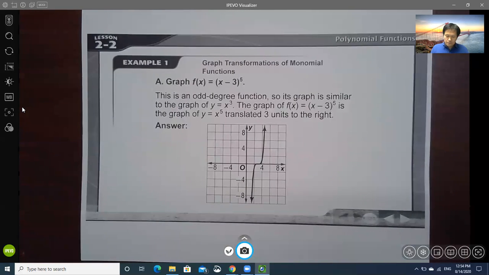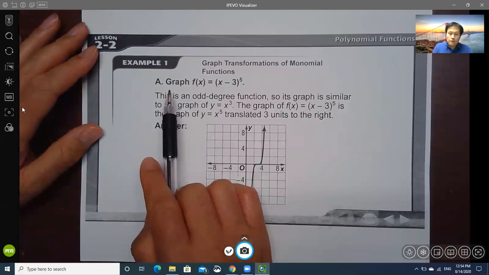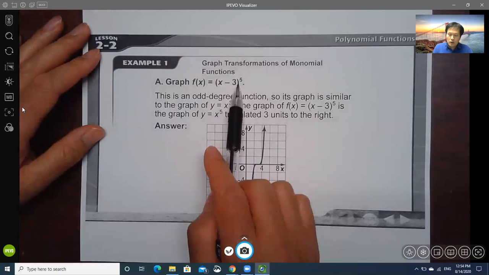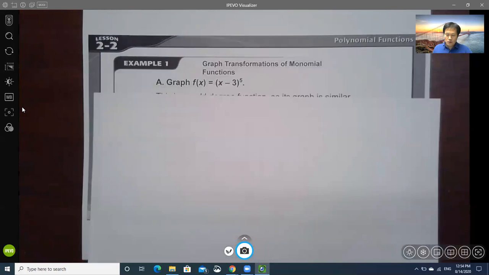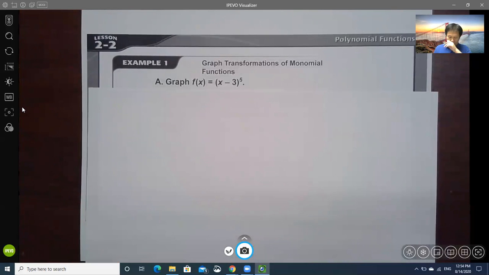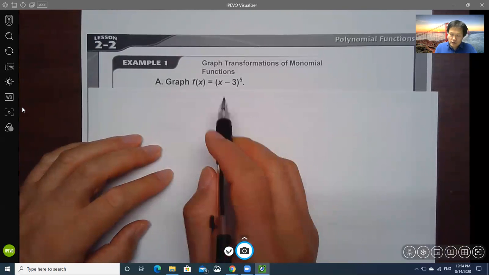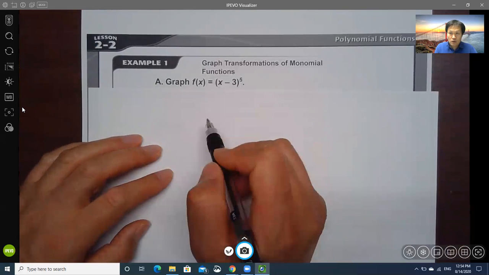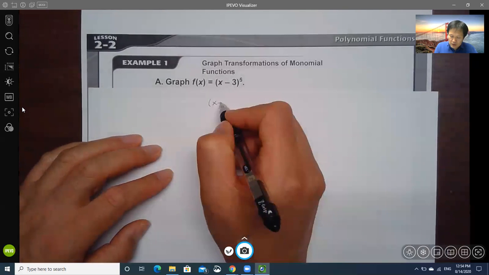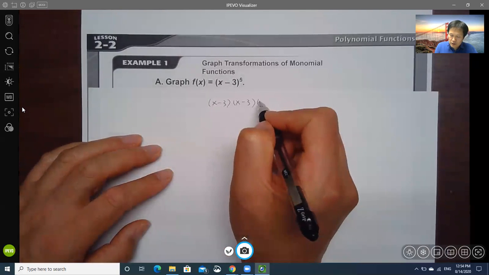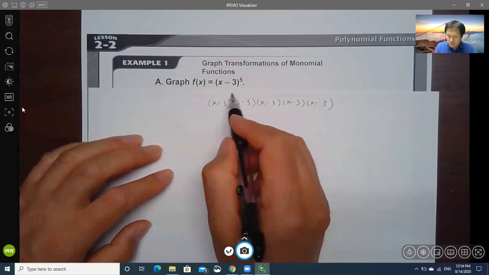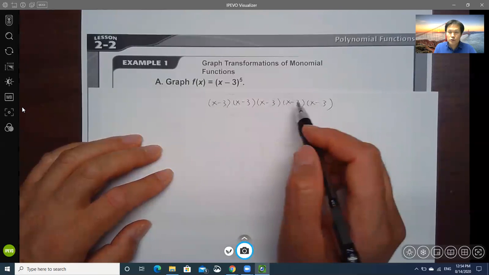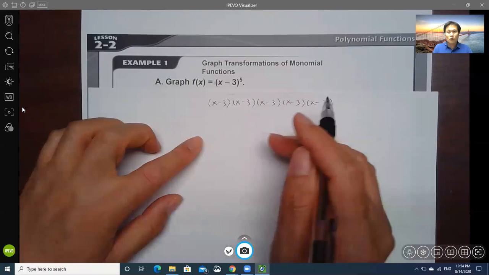Okay, so example 1. Graph f of x equal to x minus 3 to the 5th power. So here's what you can do. If you look at this, x has a 5th power. Of course, this is x minus 3, x minus 3, x minus 3, x minus 3, x minus 3. You have to distribute. Distributing all this is going to take a very long time.